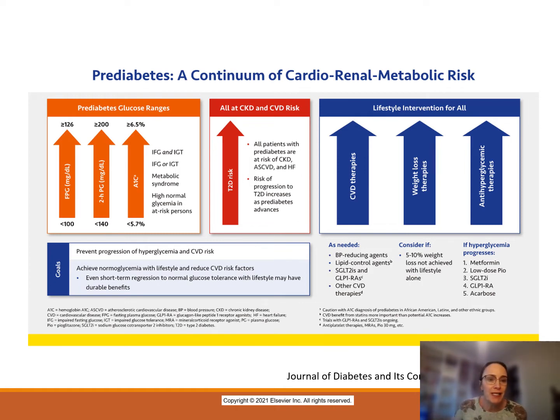So over here, in this slide, we've got our prediabetes glucose ranges. You can just read the slide and see that if you're using an A1C, less than 5.7 is considered normal, no diabetes. If it's between 5.7 and 6.5, that's considered prediabetes. If you're using a 2-hour glucose, less than 140 is normal, but 140 to 200 is prediabetes, and anything over 200 is diabetes. And then on a fasting glucose, less than 100 is normal, 100 to 126 is prediabetes, and anything above 126 is diabetes.